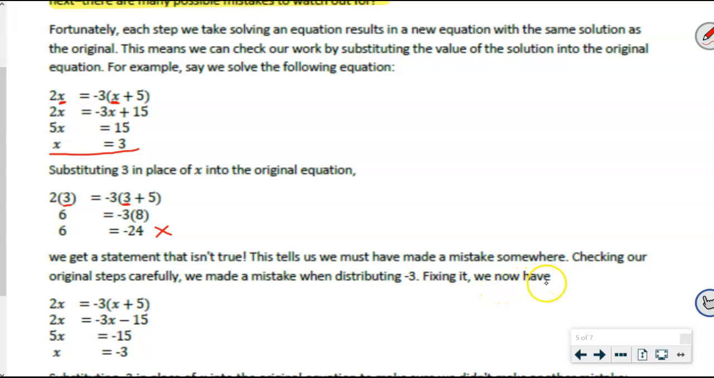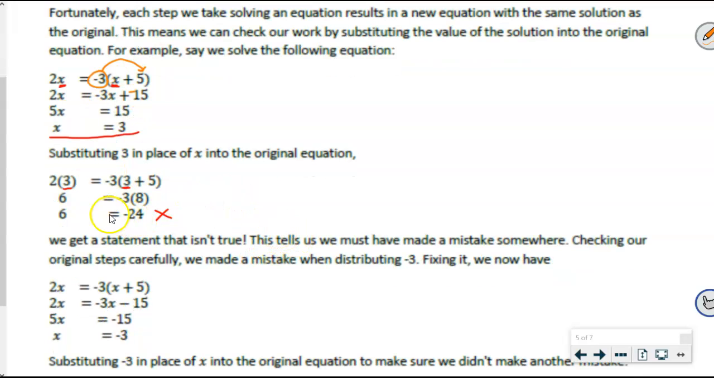That tells us we must have made a mistake somewhere. Checking our original steps carefully, we see that we made a mistake. I don't know if you saw it before. I know Sam did. He raised his hand. Sam, where's that mistake? Exactly. They just did 3 times 15 when it's the opposite of 3 times 15. That should have been a negative 15.